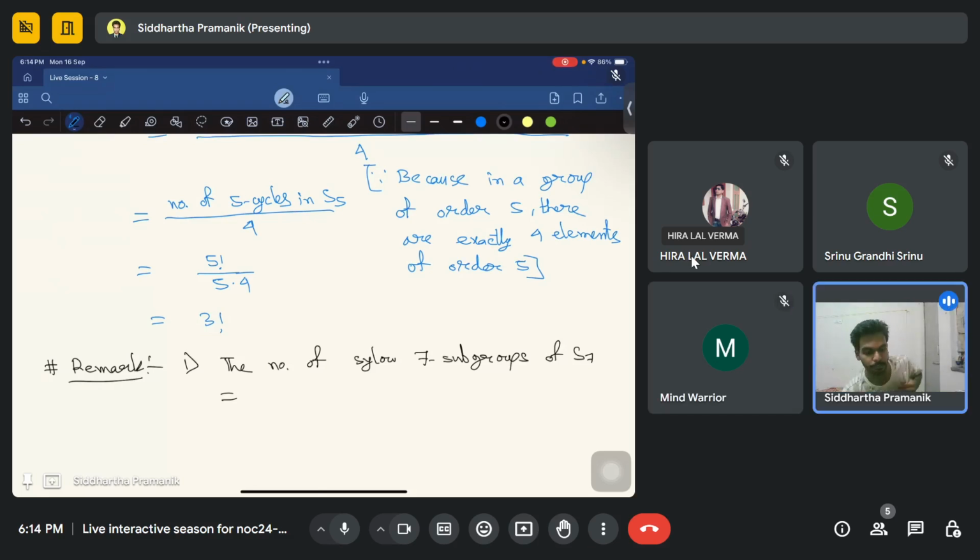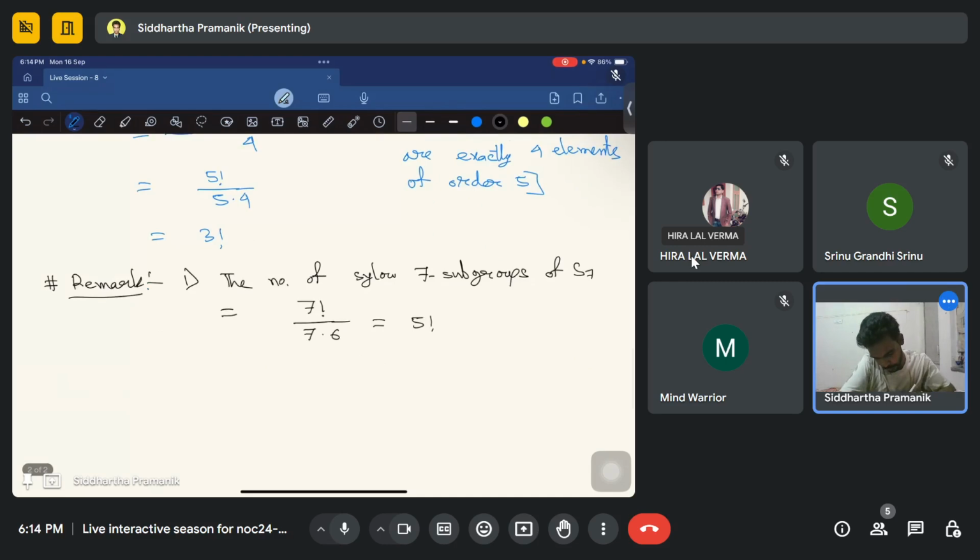So it will be basically 5 factorial. This is just the total number of 7-cycles, which is 7 factorial by 7, and you need to divide it by 6, because in a cyclic group of order 7 there are exactly 6 elements of order 7. So this is basically 5 factorial.